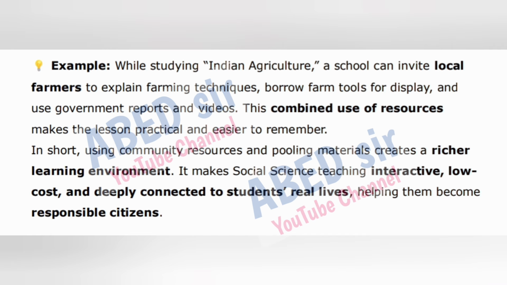For example, while studying Indian agriculture, a school can invite local farmers to explain farming techniques, borrow farm tools for display, and use government reports and videos. This combined use of resources makes the lesson practical and easier to remember. In short, using community resources and pooling materials creates a richer learning environment. It makes social science teaching interactive, low-cost, and deeply connected to students' real lives, helping them become responsible citizens.